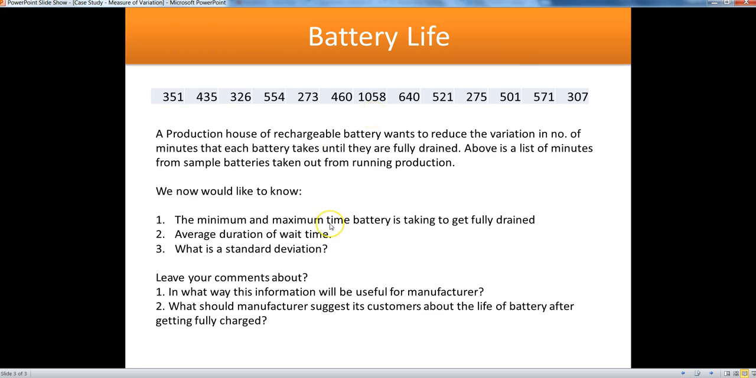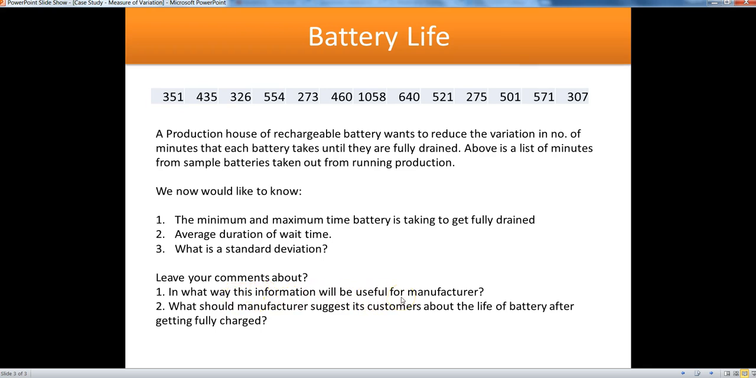Now, similar to the last example, we again want to know the minimum and maximum time, just to see the range, whether it is a very high range or low range. What is the average duration, so that it will help us communicate to management that on average this much is the time it is taking. What is the standard deviation, which will help us understand the behavior of our observations from the average.